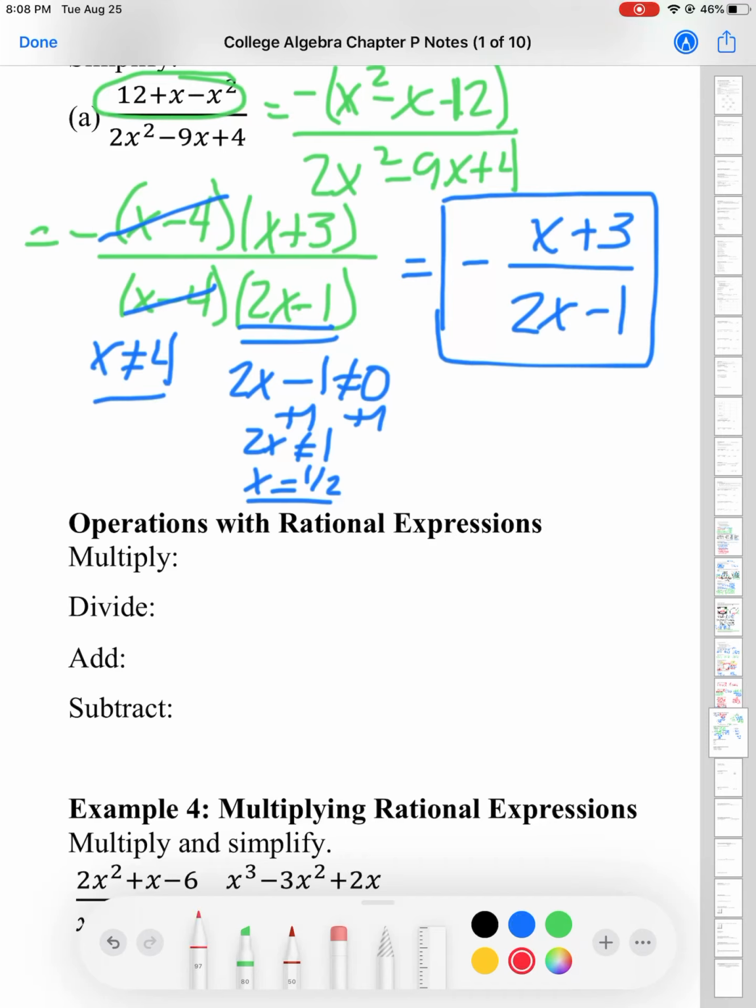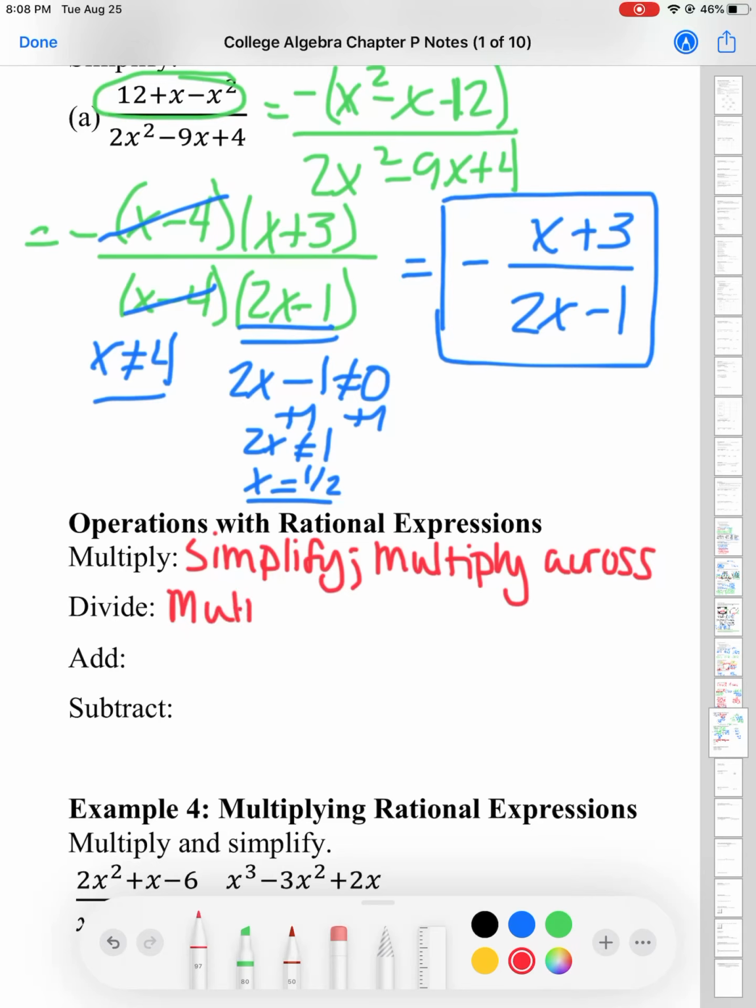So operations with rational expressions. Multiplying. Remember, we first simplify, and then we can just multiply straight across. To divide, we multiply by the reciprocal. And remember, we said keep it, flip it, change it. Keep the first, flip the second, change the sign.